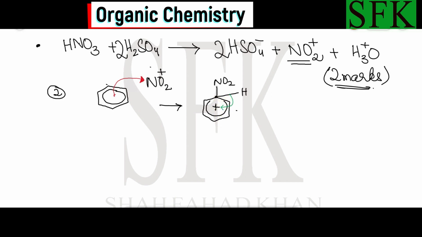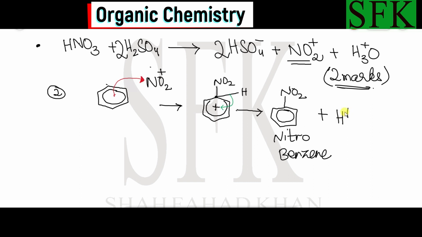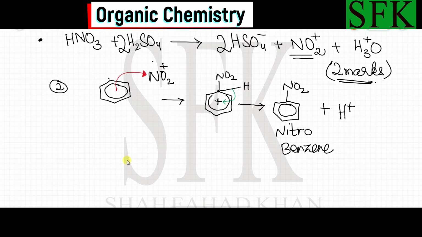After this bond breaks and the electron cloud inside is restored, forming the ring again, we get our product, the nitrated benzene ring. This nitrated benzene ring is known as nitrobenzene, and we get H+ as the byproduct because H has lost its electron.